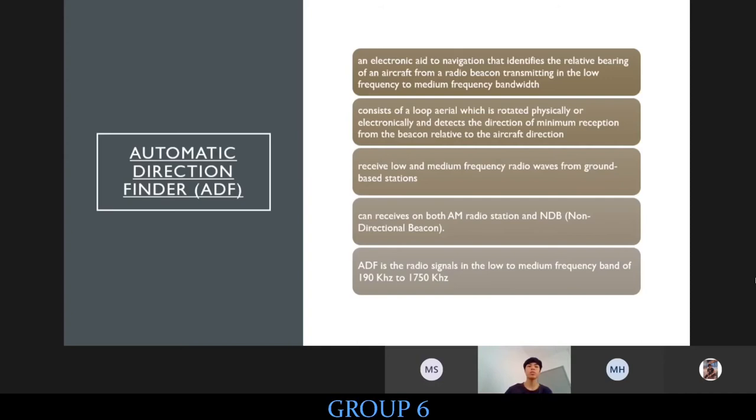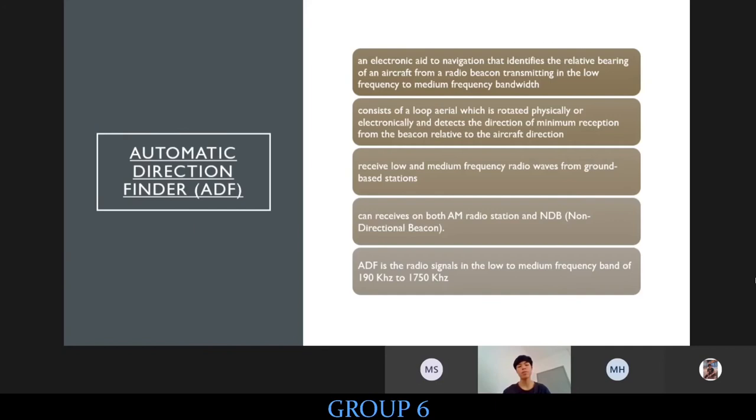So the concept is a ground-based radio transmitter sends an omnidirectional signal to an aircraft loop antenna. Then the result is a cockpit instrument, which is the ADF, that displays the aircraft position relative to the ground station, allowing a pilot to home to a station or track a course from a station.